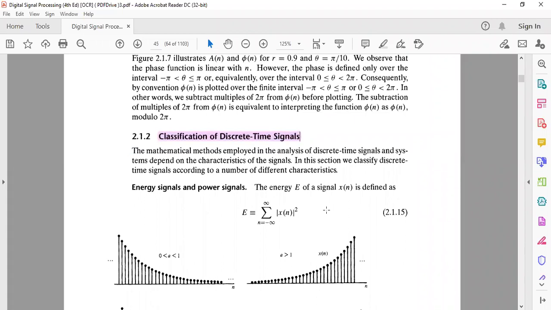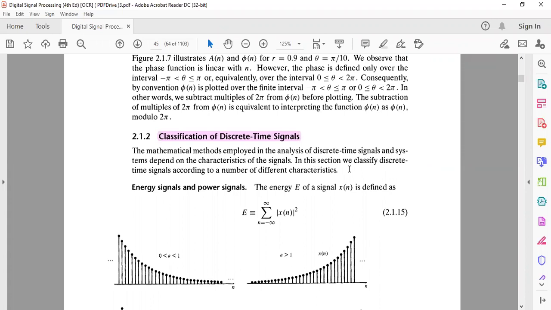Classification. Which classes do we have, or what types do we have of these discrete signals? We definitely classified continuous signals, and now we need to classify discrete signals. So we are looking at classification of discrete signals, and the mathematical methods employed in the analysis of discrete time signals and systems depend on the characteristics of the signals.